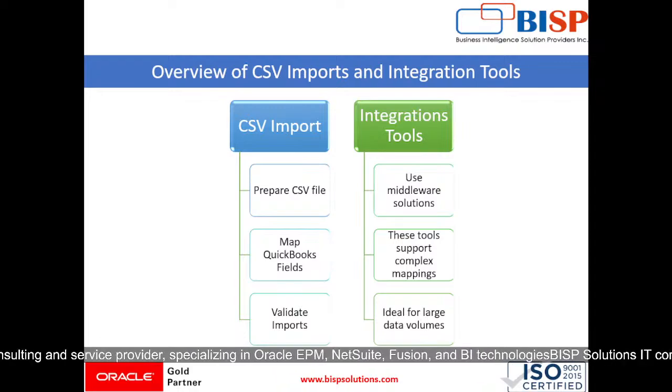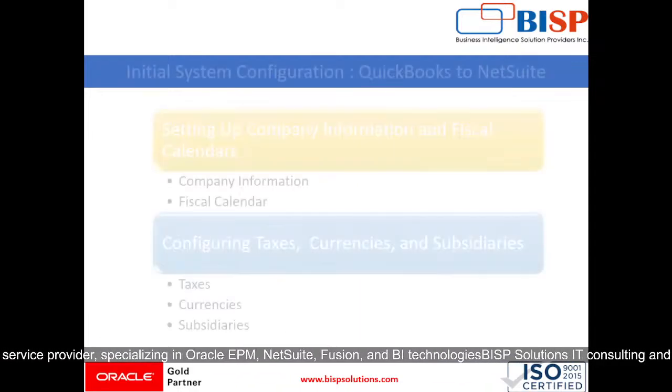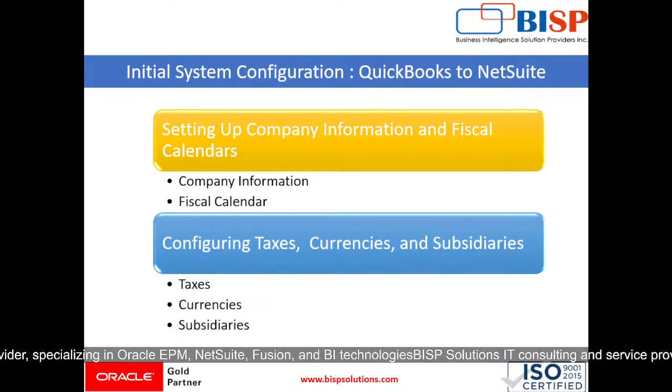Then after the data migration strategy is done, we will be coming to our initial system configuration, which is QuickBooks to NetSuite. First of all, we will be setting up company information and fiscal calendars. Starting with company information, we will be entering the organization's name, legal address, email and phone numbers in setup, company information. There we will be configuring legal entity details, logo and company registration numbers for branding and compliance.